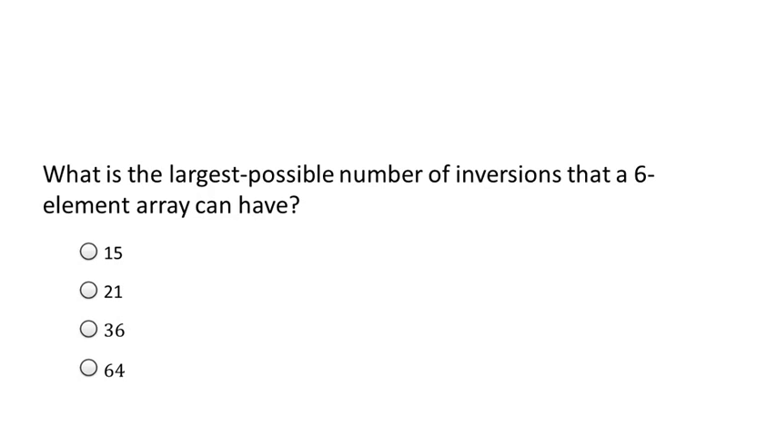So the answer to this question is the first one, 15, or in general, in an n-element array, the largest number of inversions is n choose 2, also known as n times n minus 1 over 2, which again in the case of a 6-element array is going to evaluate to 15. The reason is the worst case is when the array is in backwards order, reverse sorted order, and then every single pair of array indices is inverted.